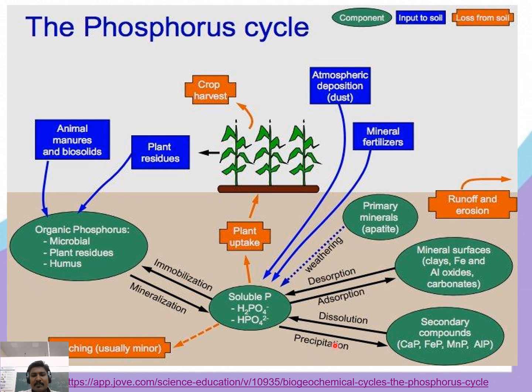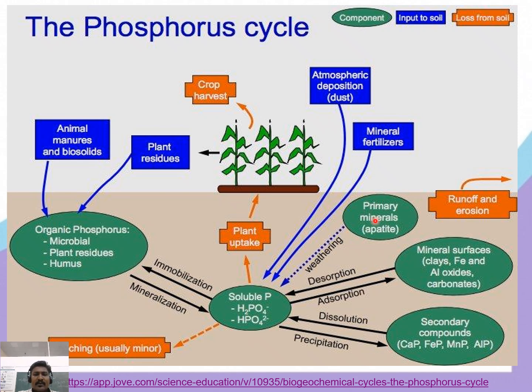Another process is precipitation and dissolution. Precipitation mainly happens because of iron and aluminum oxides in acid soil, and calcium and magnesium in alkaline soil. So this combination, this chemical reaction, is called precipitation. Precipitation won't be soluble easily. The next one is dissolution. The opposite reaction of precipitation is dissolution, meaning the phosphorus will be dissolved and come back into the soluble phosphorus.